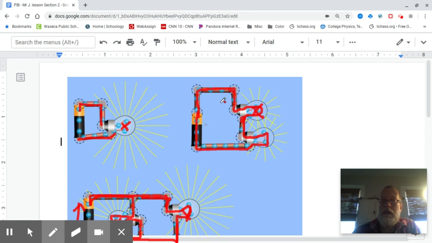And again, when they're in series, it's adding more resistance to the current. Therefore, we get less current. Two bulbs, half the current. Three bulbs, 1/3 the current. Four bulbs would be 1/4 the current, and so on.